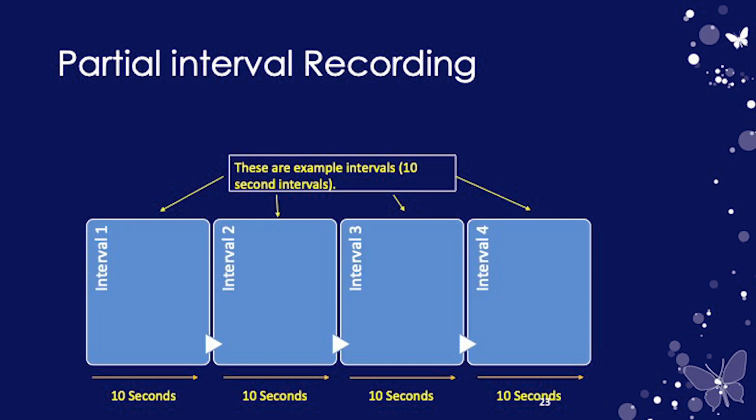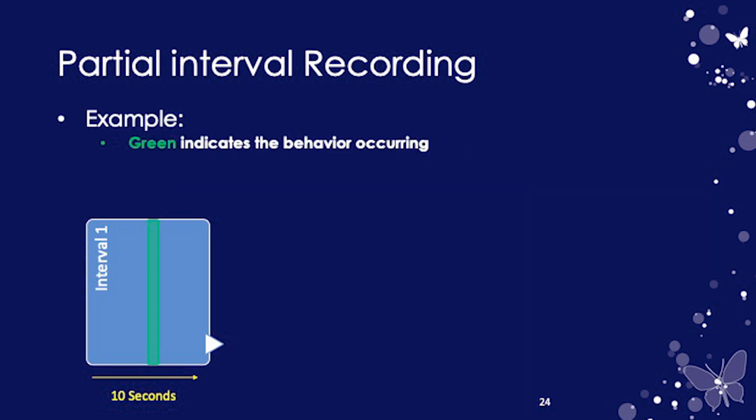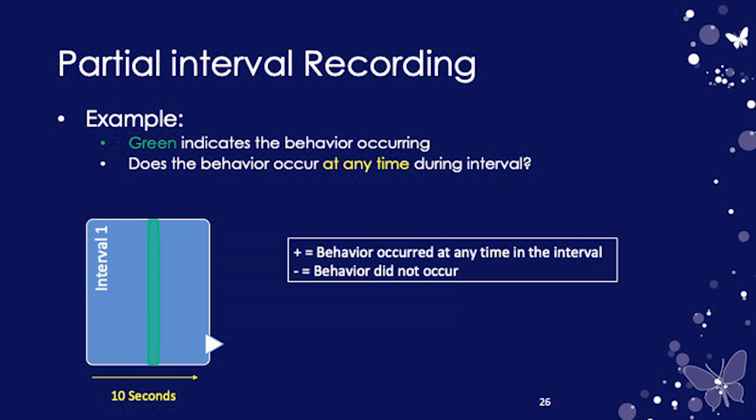Here, you see 4 intervals and each interval is 10 seconds. The green line indicates the behavior is occurring within that interval. Once the data is collected for each interval, you can ask yourself, does the behavior occur at any time during the interval? If the behavior occurred at any time in the interval, you will record this with a plus sign. If the behavior did not occur, you will record this with a minus sign.